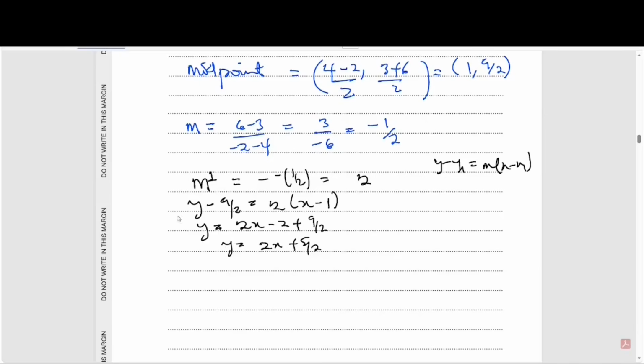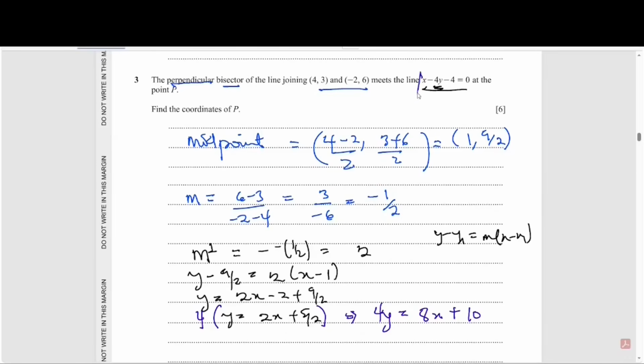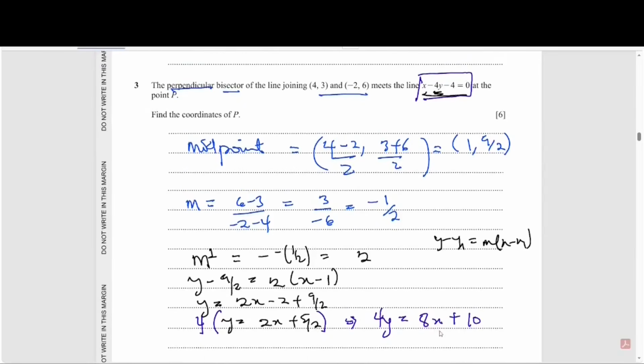I'm going to multiply this whole equation by 4, so that I see 4y here and I do direct substitution, or I can even try elimination, and it's going to work. So multiplying the whole equation by 4, I have 4y is equal to 8x plus 10. Now I go back to the equation given in the question, and wherever I see 4y, I replace that by 8x plus 10.